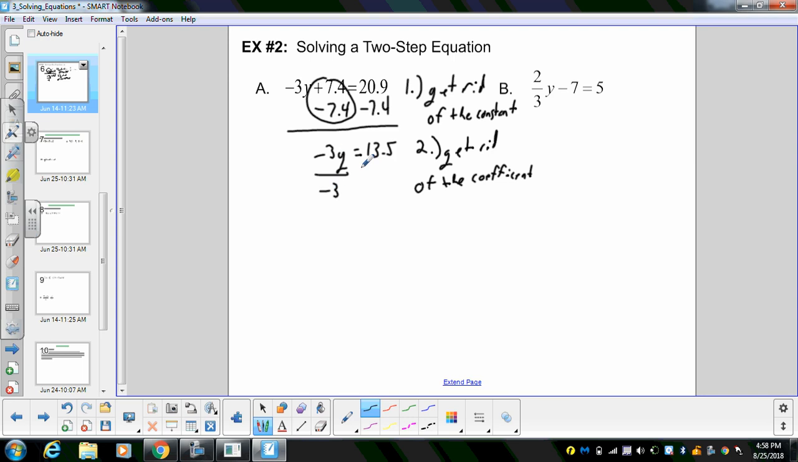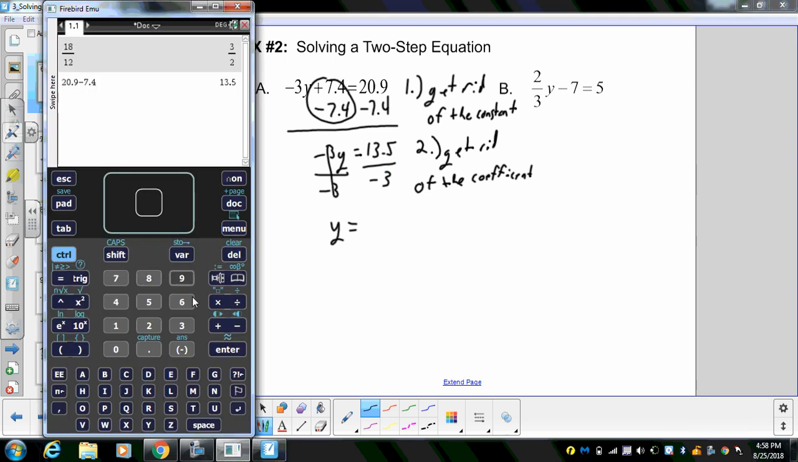Again, what I do to one side, I'll have to do to the other side. So negative 3 divided by negative 3 gives us positive 1, so they go away. So I'm left with just y equals 13.5 over negative 3. So we can just type that in our calculator.